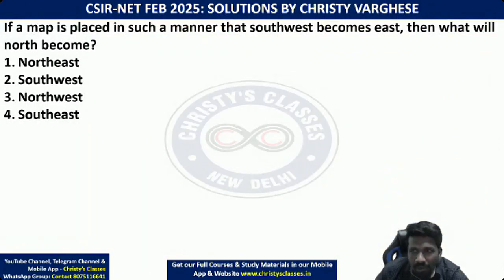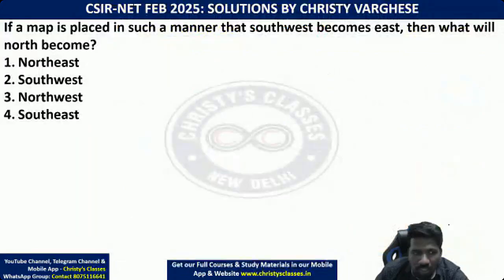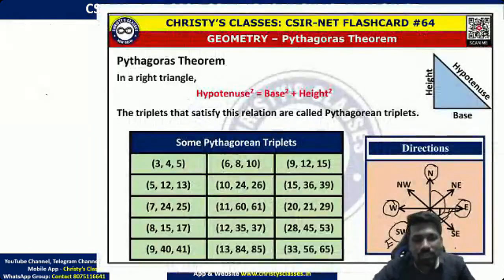Now tell what happens to north. East is becoming southwest, so north will become, after a 135-degree clockwise rotation, southeast. Southeast will be the answer. So option 4 is the correct answer.